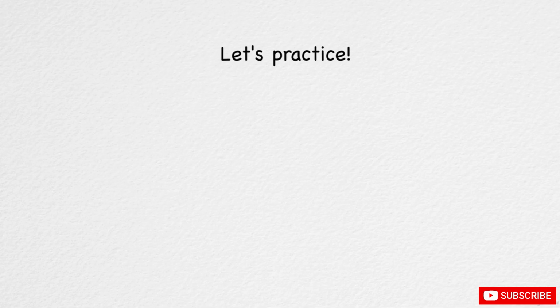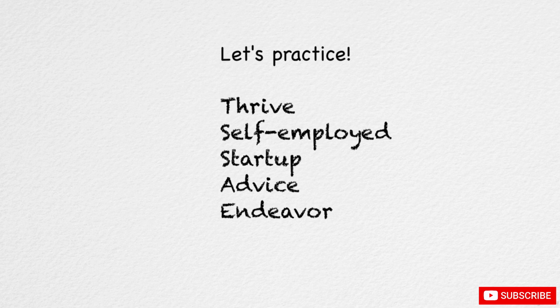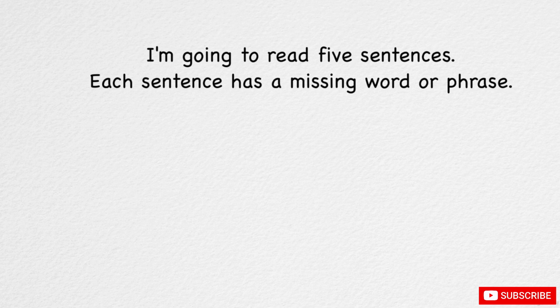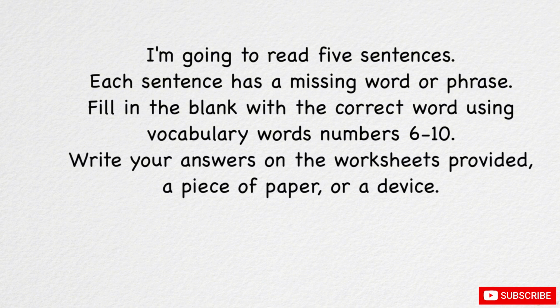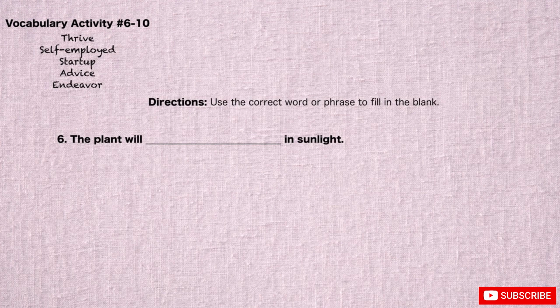Let's practice the last 5 vocabulary words and phrases we've gone over. Thrive, self-employed, startup, advice, and endeavor. I'm going to read 5 sentences. Each sentence has a missing word or phrase. Fill in the blank with the correct word using vocabulary words numbers 6 through 10. Write your answers on the worksheets provided, a piece of paper, or a device. Please pause the video to give yourself enough time to answer. Number 6. The plant will in sunlight.